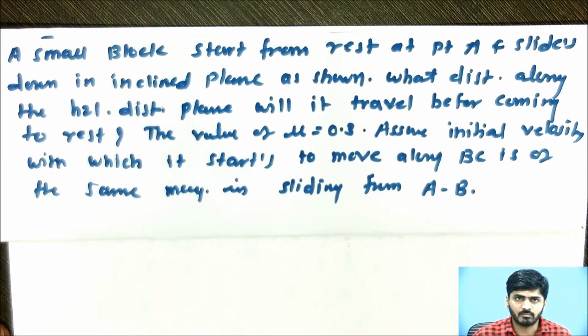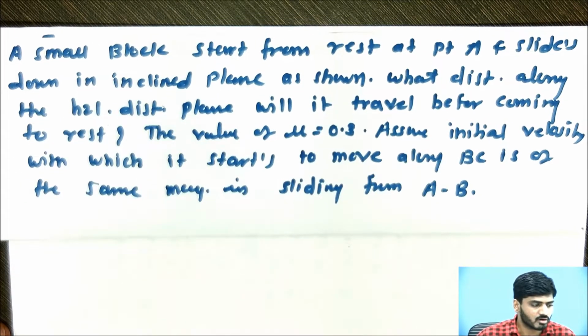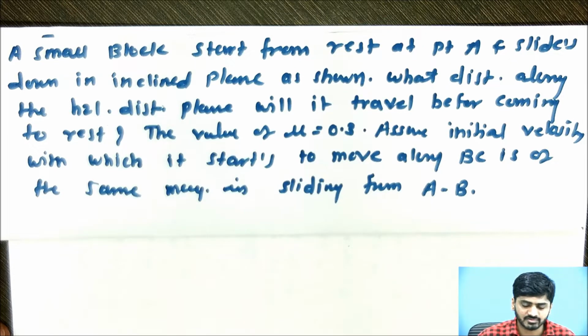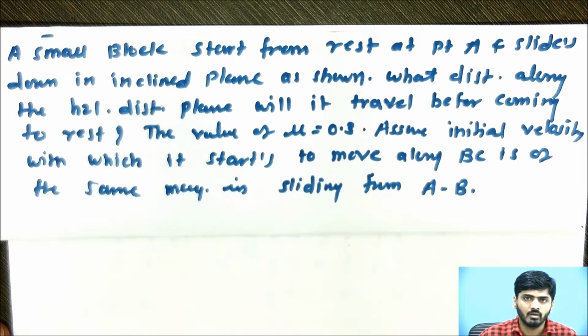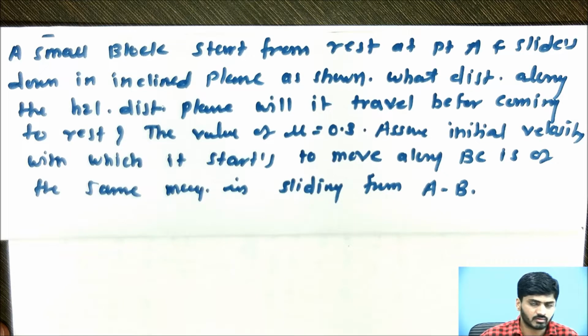This is the problem: a small block starts from rest, meaning the initial velocity is 0, at a point A and slides down an inclined plane as shown in the figure. So I am preparing the figure now. What distance along the horizontal plane will it travel before coming to rest? You may identify the distance as S.